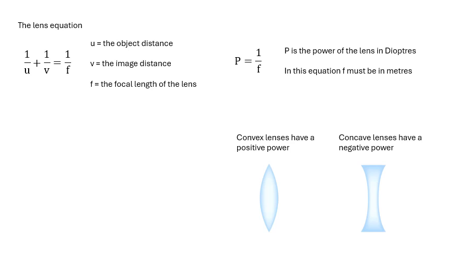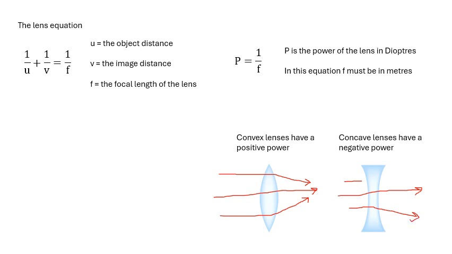Looking at the convex lens, if you had parallel rays of light coming in, they would converge. If the rays were parallel coming in, they'd actually converge at the focal point, and that's a positive power. And then the concave lens, 3 parallel rays would diverge like that. So this has a positive power, this has a negative power. Again, we'll use this equation in a bit.